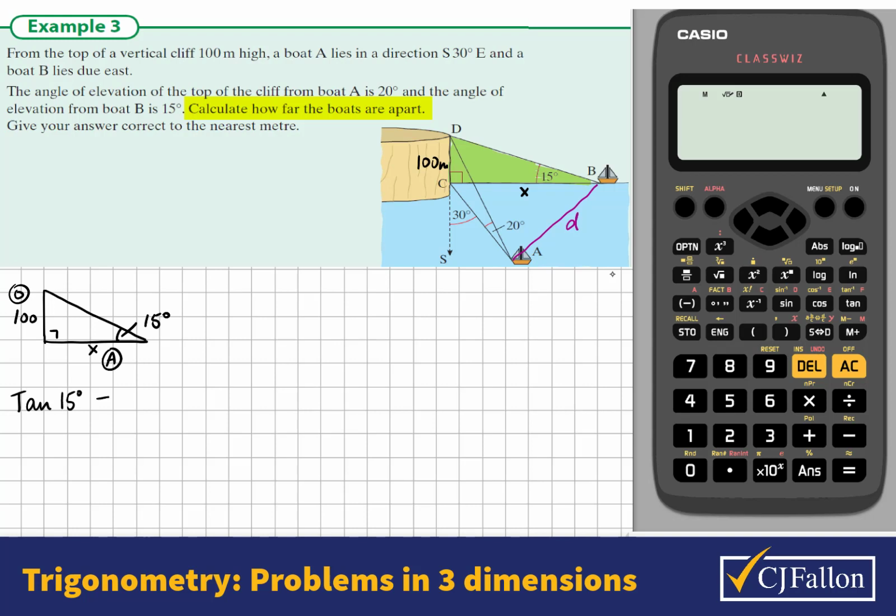So tan of 15 degrees is opposite over adjacent, which is 100 over X. Rearranging this formula, we can see that X is equal to 100 divided by tan 15 degrees. So we'll use the calculator to evaluate this. When we do, we see that X is 373.2 meters approximately.